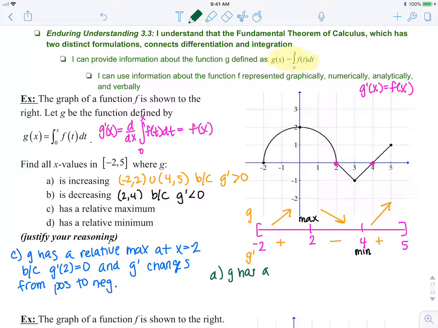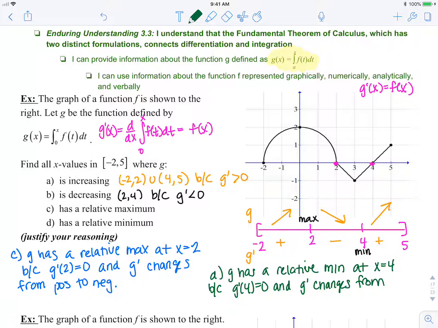G has a relative min at x equals 4 because g prime of 4 equals 0 and g prime changes from negative to positive at this value. So we can analyze accumulation functions to determine where they're increasing, decreasing, and have max and mins, and we can justify our answers.